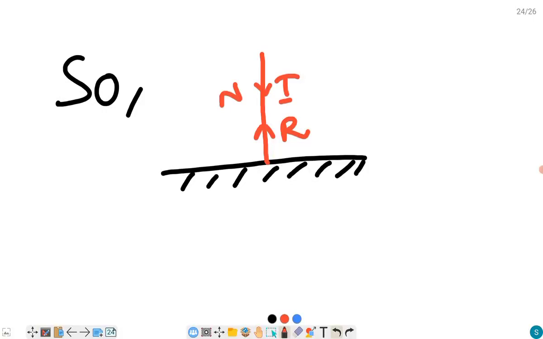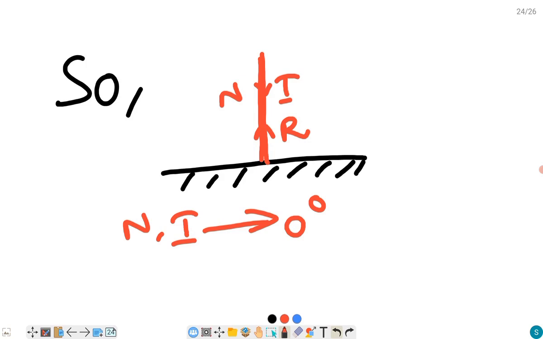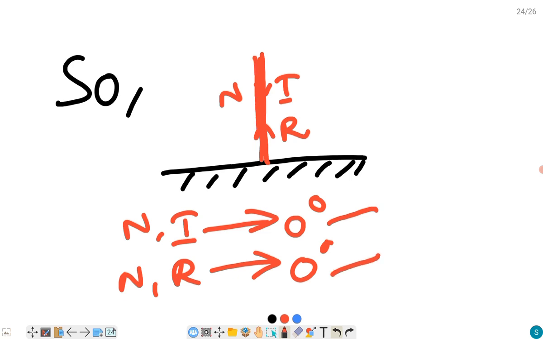It is because between the normal and the incident ray, what is the angle when there is normal incidence? Both of them are on the same line, correct? So the angle is 0 degree. Then between the normal and the reflected ray, what should be the angle? 0 degree only, correct? Now, when both of them are 0 degree, 0 means same line. That's why when there is normal incidence, the incident ray, reflected ray and normal all lie in the same plane.